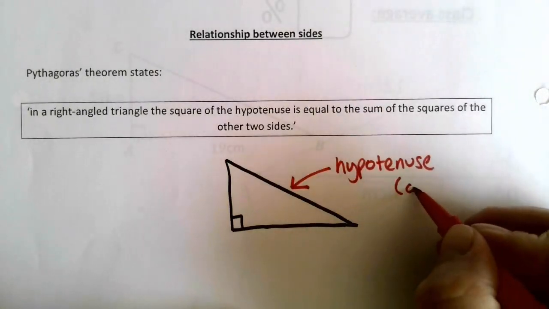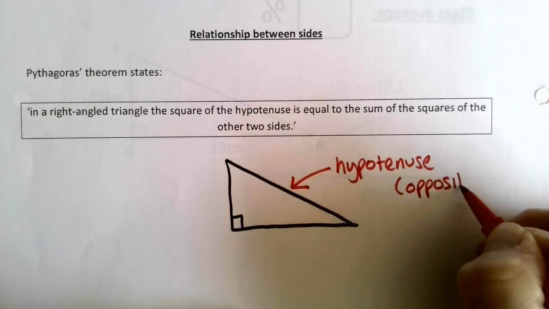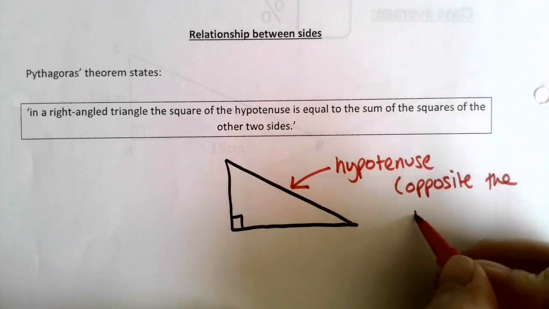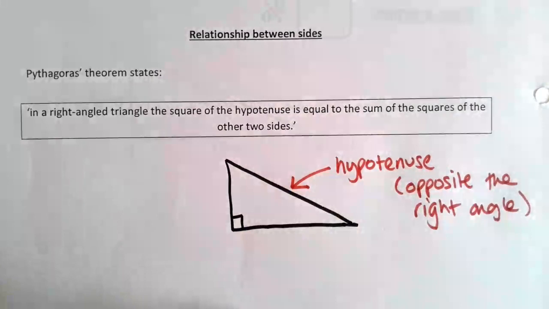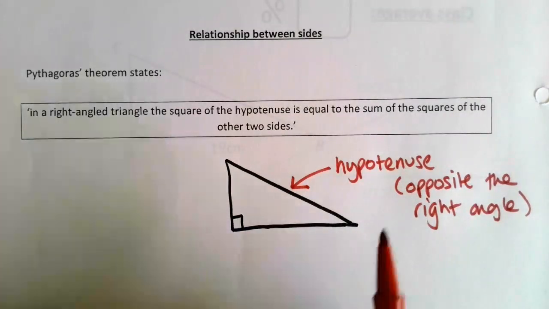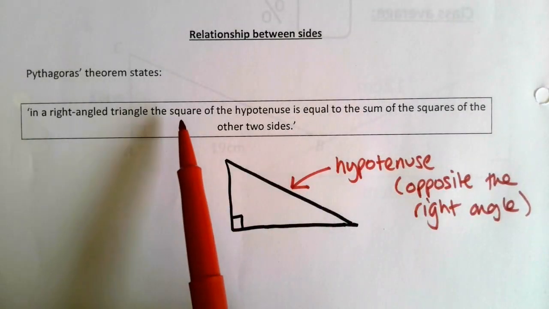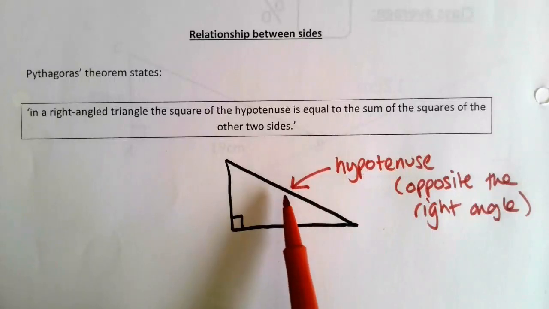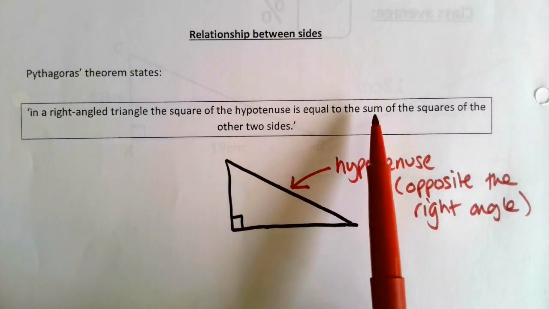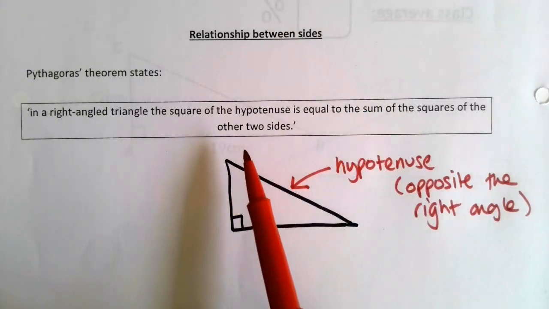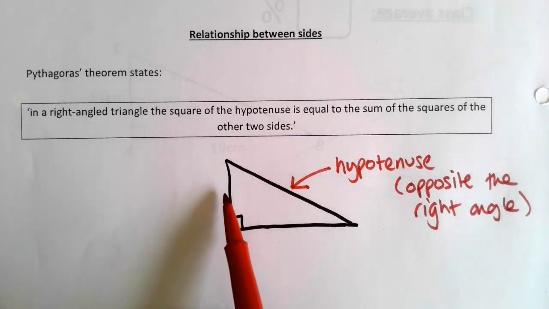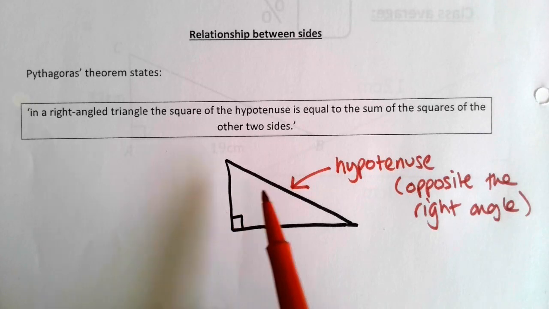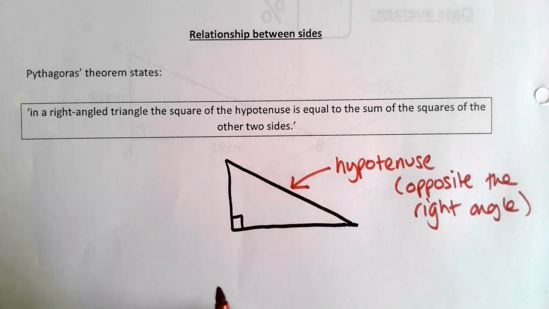So let's write in opposite the right angle, and then we'll know that. And we'll remember it. So that's the side there. So the square of the hypotenuse, so this number here squared, is equal to the sum of the squares of the other 2 sides. That just means if we get the length of this side and square it and add it to this side squared, we'll end up with this side squared.